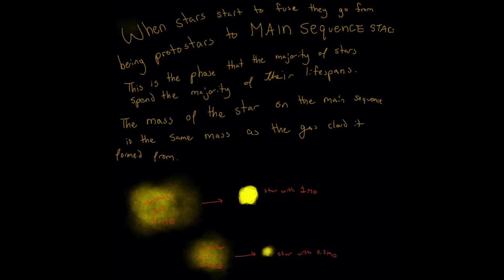When stars start to fuse, they go from being protostars to main sequence stars. This is the phase that the majority of stars spend the majority of their lifespans in. The mass of the star in the main sequence is the same mass as the gas cloud it formed from. So, for example, an interstellar cloud of one solar mass will turn into a star with one solar mass, and an interstellar cloud with half a solar mass will be a star with half a solar mass.